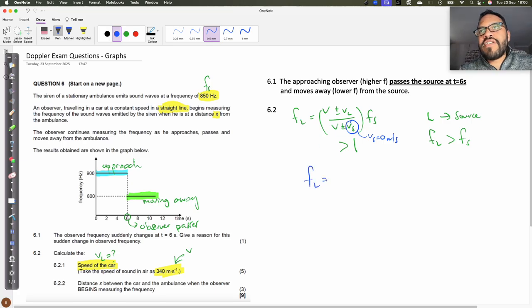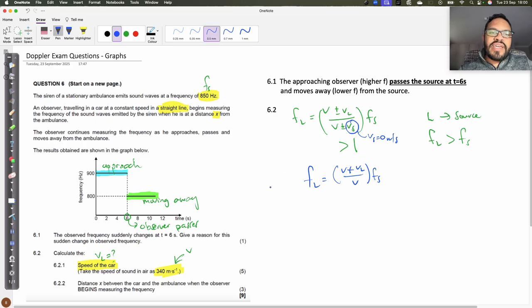So let's manipulate that formula. I'm going to have Fl is equal to, on the top I'm going to have VL, because this is what we actually want to calculate. And I have V at the bottom and I have Fs. Now in order to get the fraction bigger than 1, I need the numerator to be bigger than the denominator, or the top to be bigger than the bottom. So if the top is going to be bigger than the bottom, I'm going to have a plus over there. Do we all understand that?